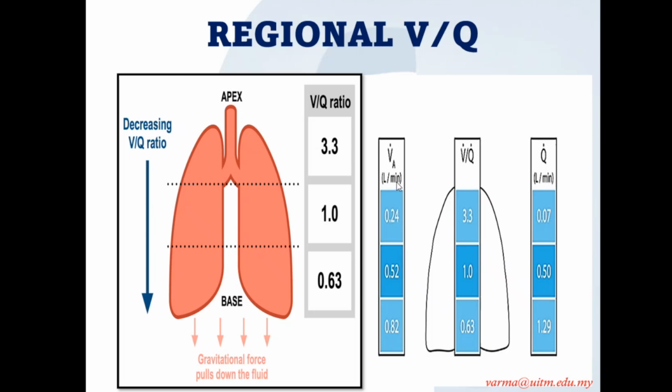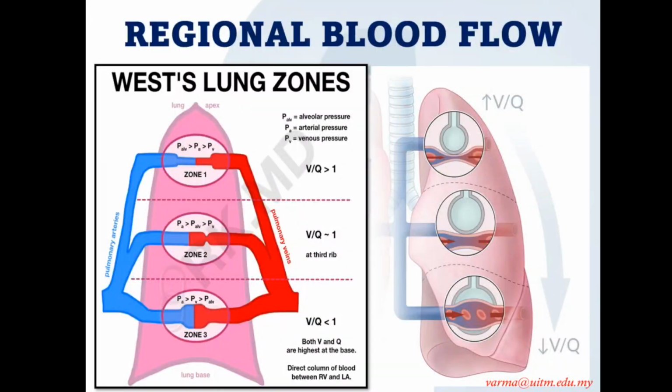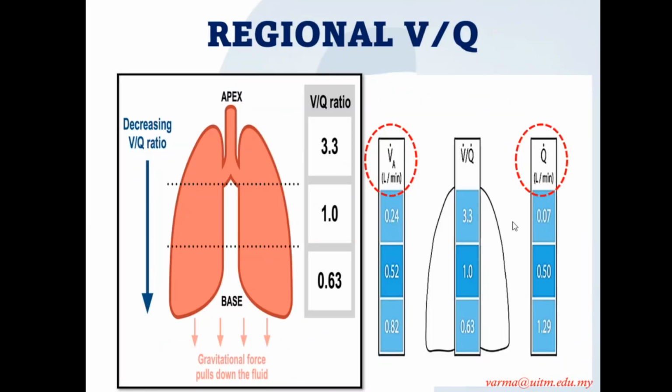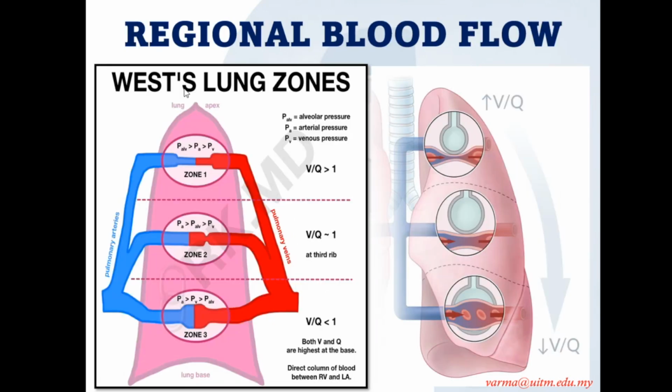Both ventilation and perfusion increase from the apex to the base, but the difference in increase is very much more significant in perfusion compared to ventilation, thus leading to different VQ at different aspects of the lung. Okay, that brings us to why there is a different regional perfusion. So that brings us to the West lung zones.